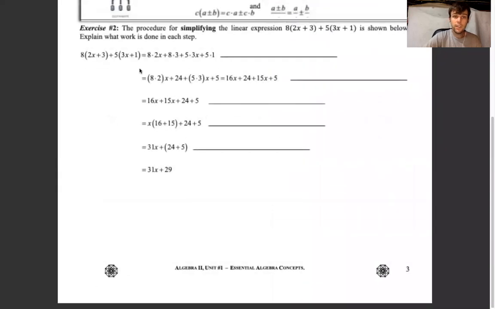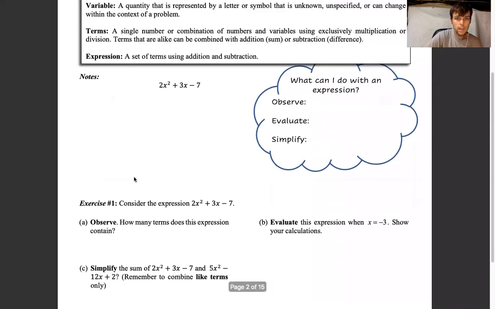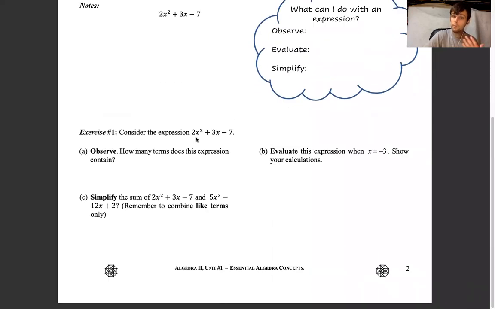All right, so we're considering the same expression there, and that is 2x squared plus 3x minus 7. So we have 3 parts. We're going to make an observation about it, we're going to evaluate it, and then we're going to do some simplifying. So observe. How many terms does this expression contain?